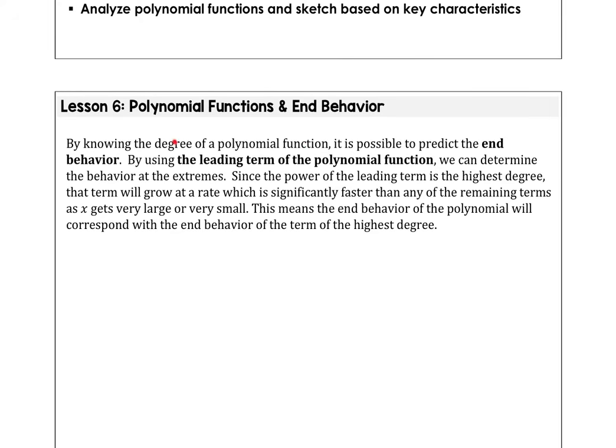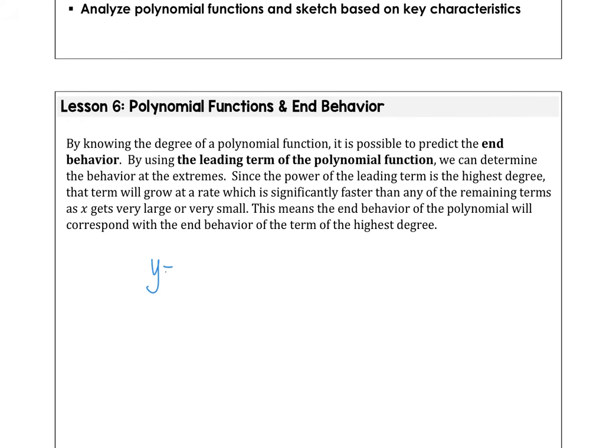If we know the degree of the polynomial, we can use the leading term to determine what happens at the extreme values. Since the power of the leading term is the highest degree, that term is going to grow at a rate which is significantly faster than any of the other terms as x gets very large or very small. Now, what do we mean by that?